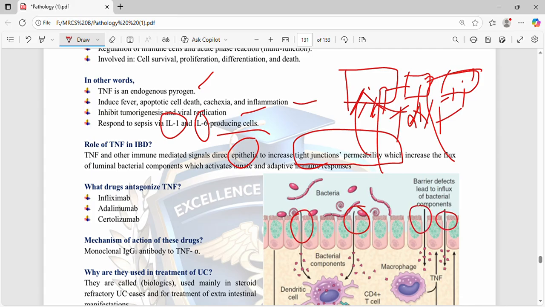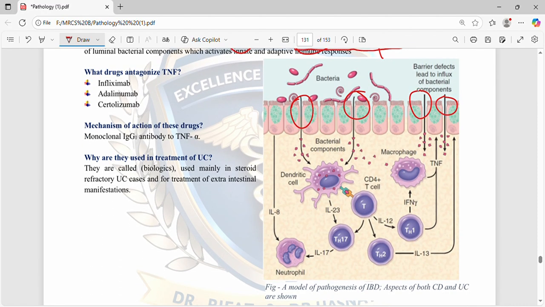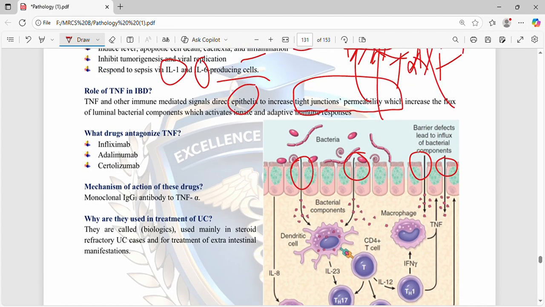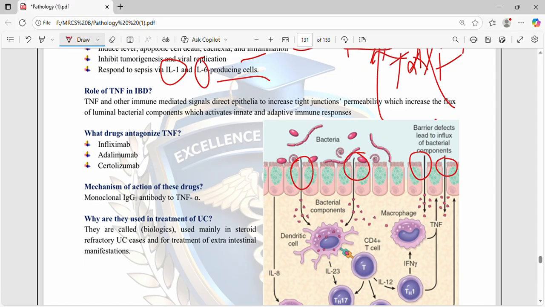When they go inside the wall, the inflammatory cascade is activated. So this can cause inflammation. That's why in IBD inflammation occurs. So TNF and other immune mediated signals direct epithelia to increase the tight junction permeability, which increases the flux of luminal bacterial components, which activates innate and adaptive immune responses. So there will be immune responses, and it will lead to inflammation.